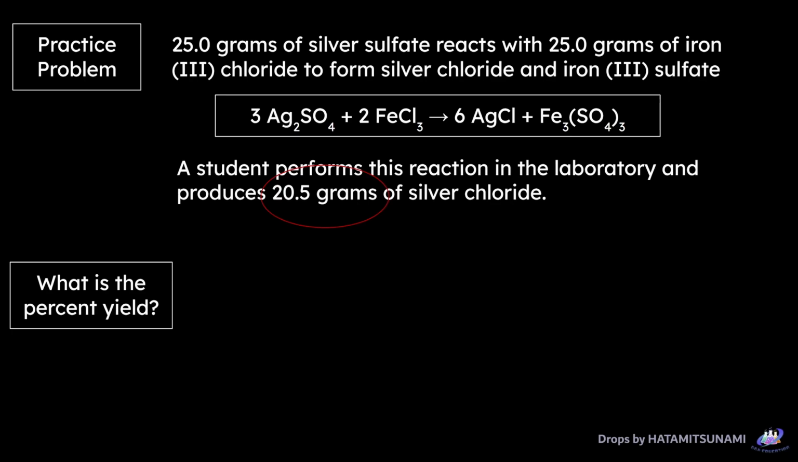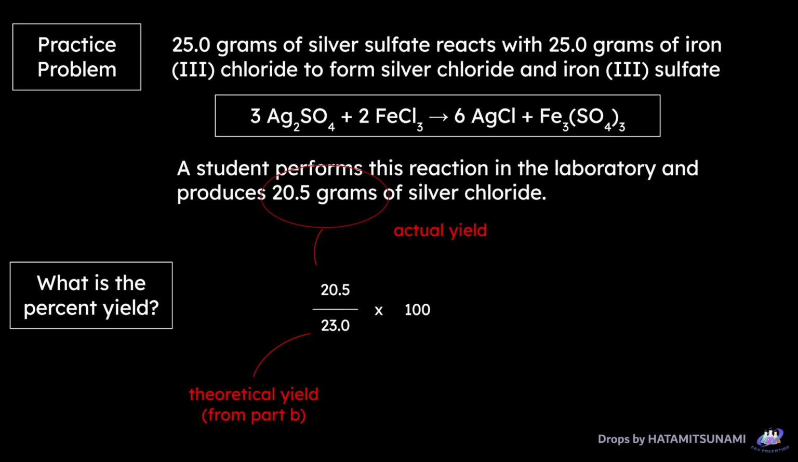Going back to our scenario, we're told that the student produced 20.5 grams, so that's our actual yield. And let's divide this by what we found in part B, our theoretical yield, which was 23.0, multiplied by 100 to give us a percentage, and we'd find that the student's percent yield is 89.1%. This means that the student produced less than what was expected.